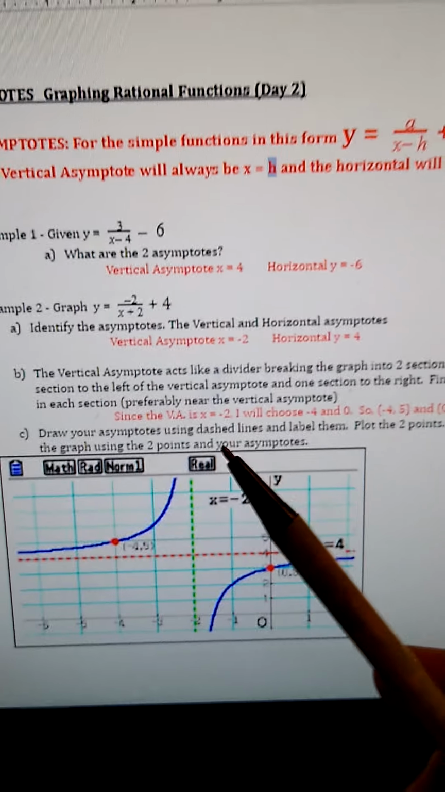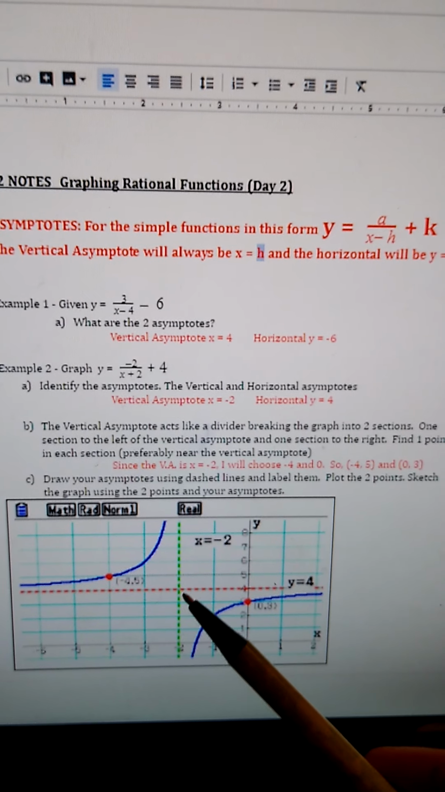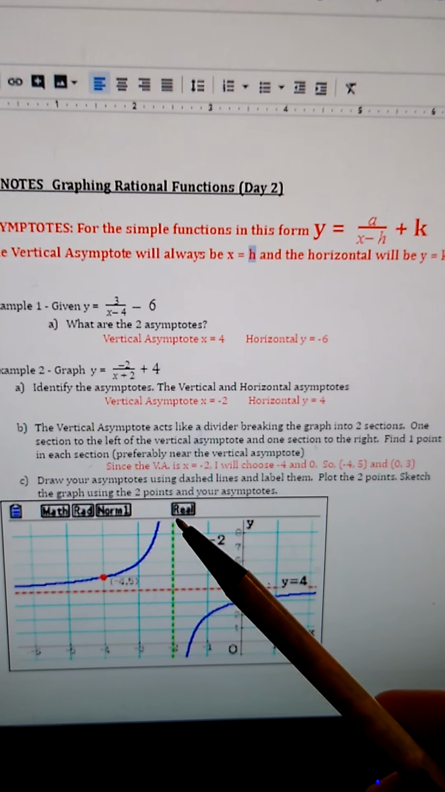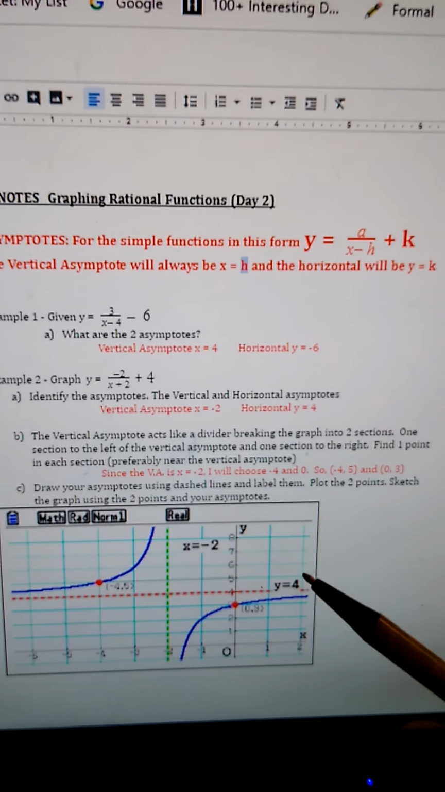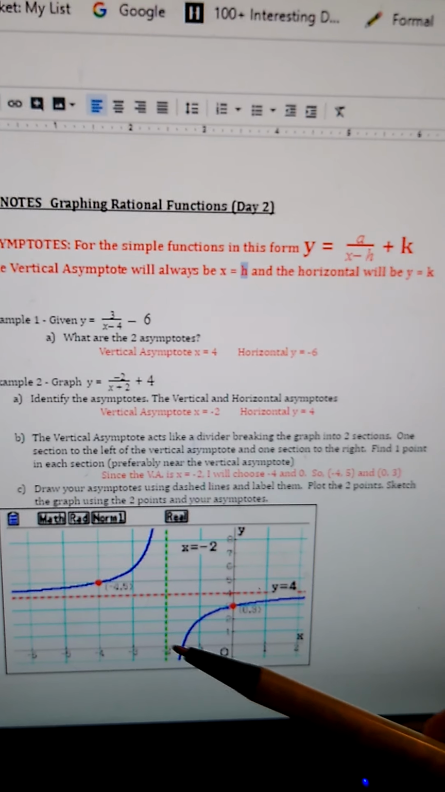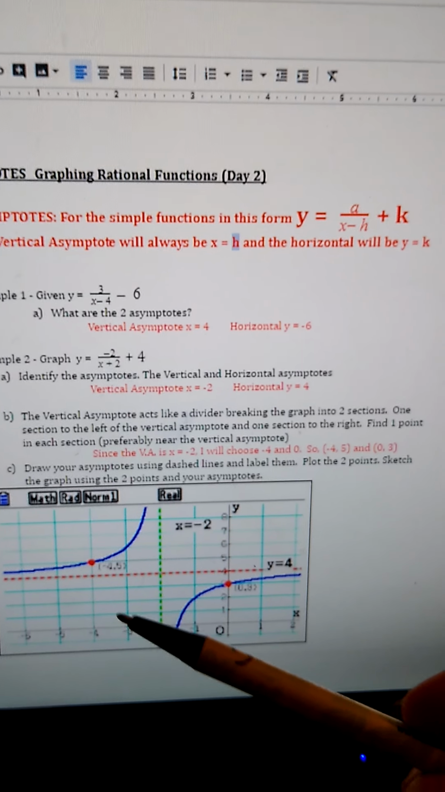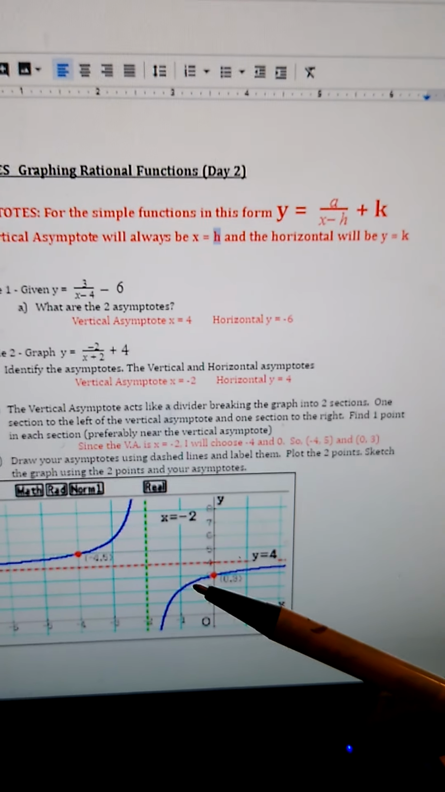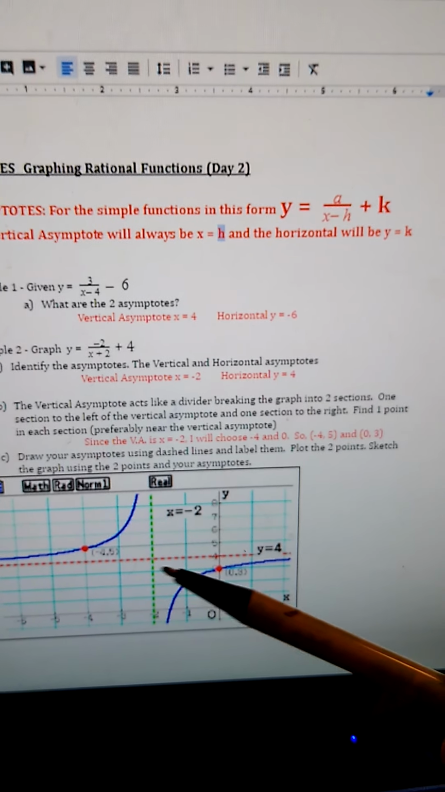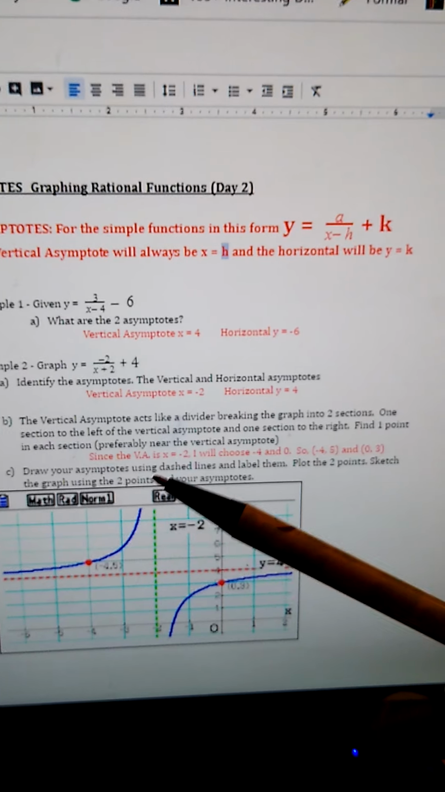Now, the vertical asymptote will act as a divider, breaking the graph into two sections. You can see the graph here that I've already made. I draw that vertical asymptote as a divider. Here's my horizontal asymptote. I want you to draw both of them with dashed lines and label them. But you're going to pick one point in each section, and it can be any point. I used negative 4 and 0. It could have been negative 3, which would be this point here, and negative 1, which would be this point right here. Just one point in each section. Then use that and the asymptotes to draw your graphs. And that's what that looks like.